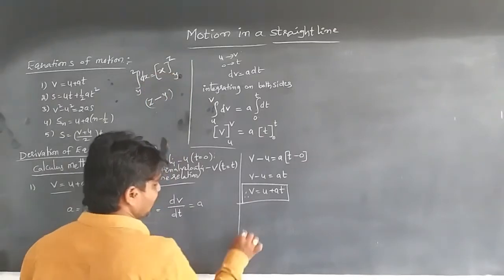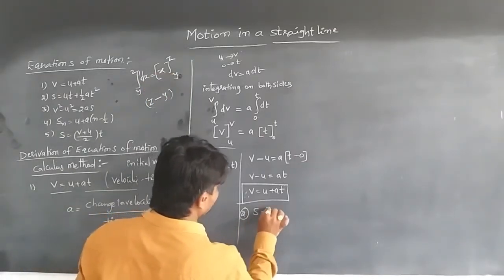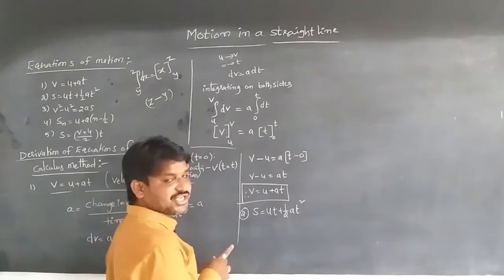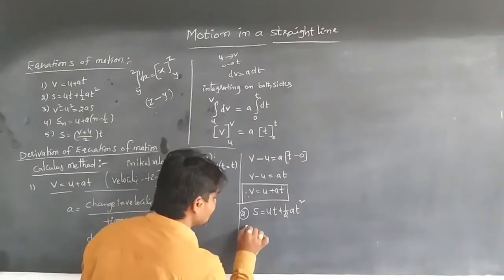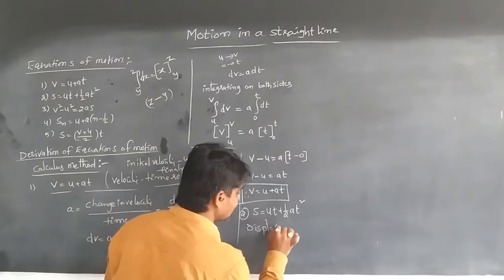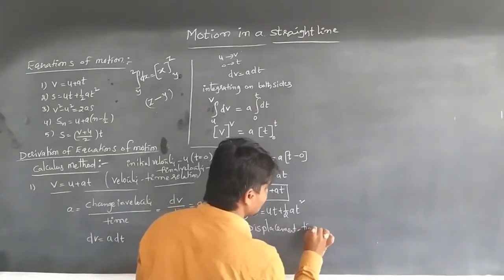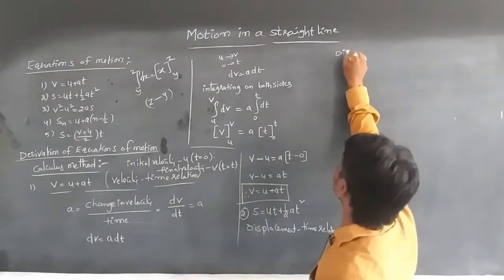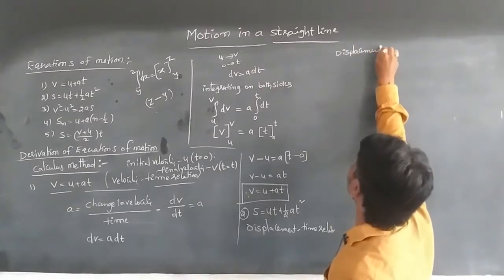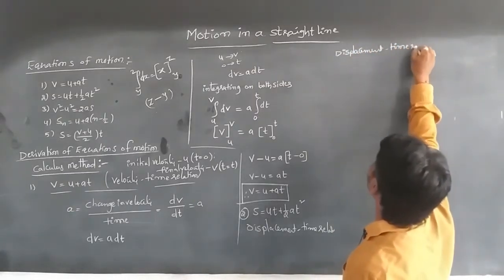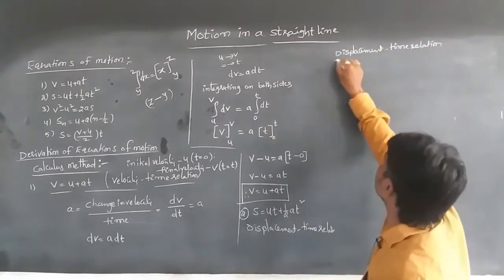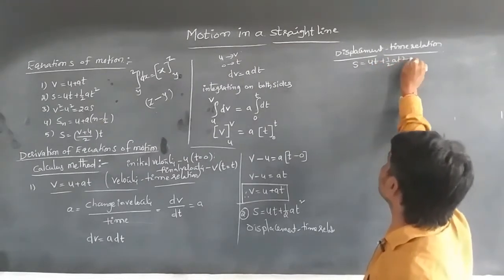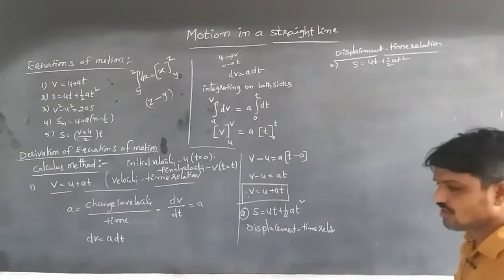The next, second one, is s = ut + ½at². That means the displacement-time relation. Here we write displacement-time relation, that is s = ut + ½at².